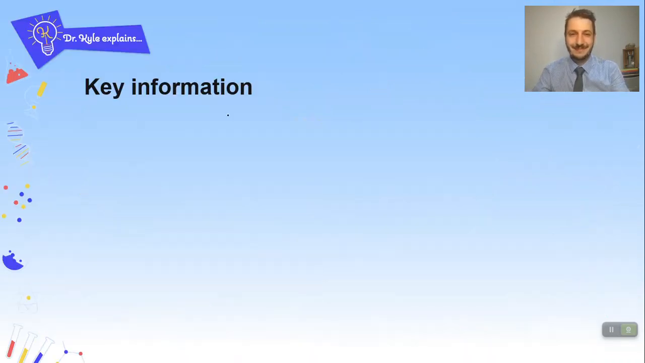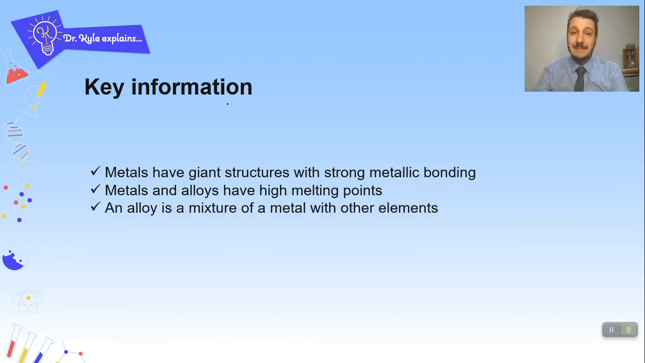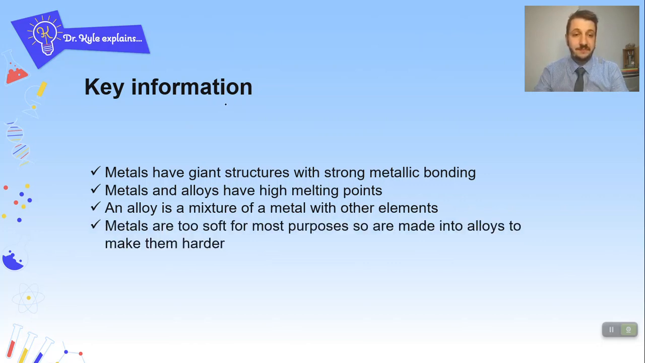Okay, so some key information first of all. Metals have giant structures with strong metallic bonding. Metals and alloys have high melting points. An alloy is a mixture of a metal with other elements. So for example, a common alloy that you've probably all heard of is steel, and that is a mixture of iron and carbon, which we'll go into a little bit later on in the video.